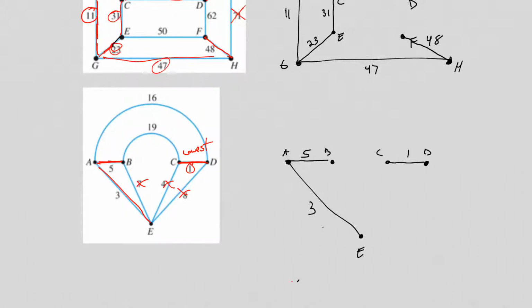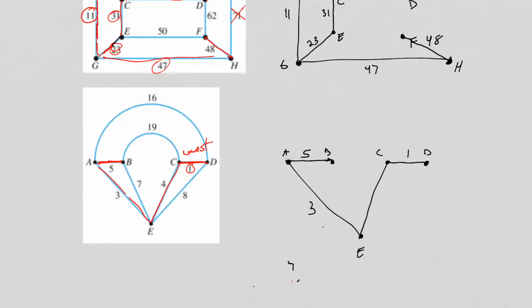Okay. Now we cannot connect B and E because that'll create a triangle. All right, but we can try to get the C through B or through E. So which one's the cheapest? If you look, between 19 and 4 is the cheapest way to get to C. So we're going to create that right here.